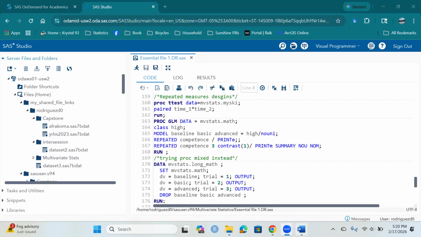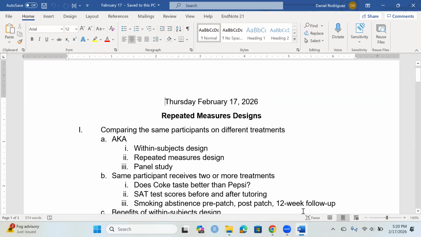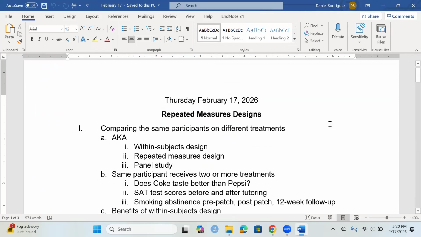Hello there. So today we're going to talk about repeated measures designs. These are my favorites, my specialization.